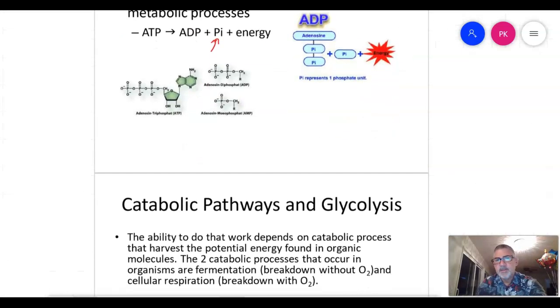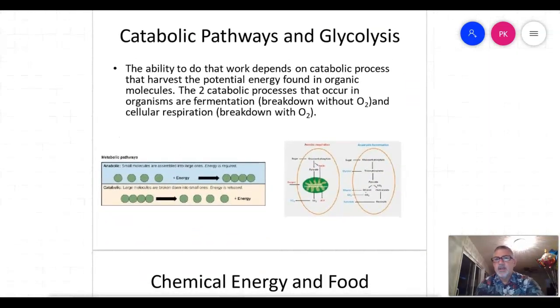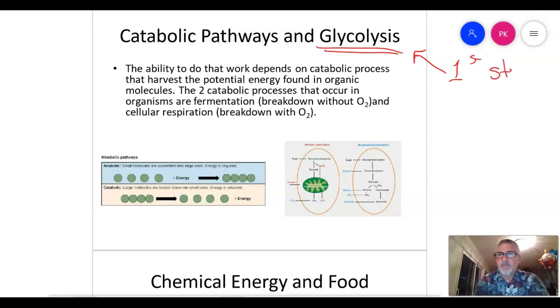We'll talk about nucleic acids. So catabolics and glycolysis. Remember, the catabolic is a breaking down, that's removing. So making ATP is an anabolic process, using the energy is a catabolic process. So glycolysis is the first step. So that's my first step.